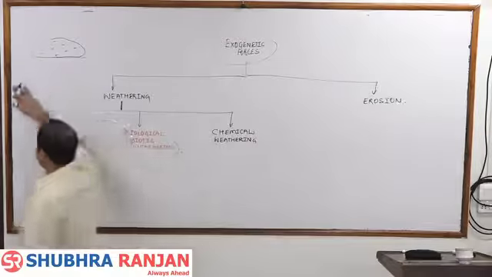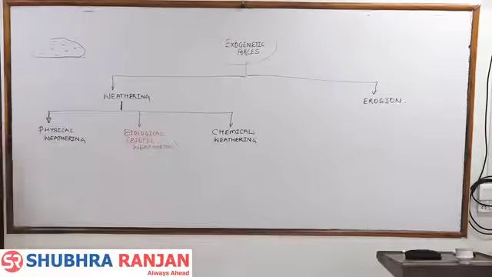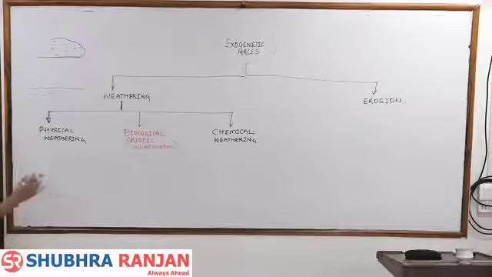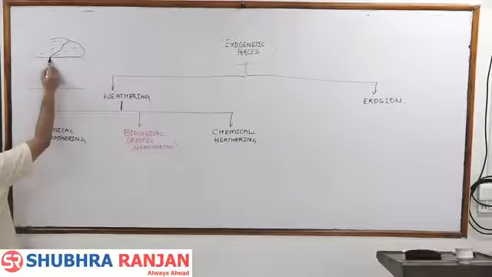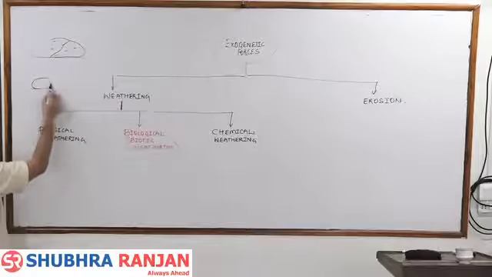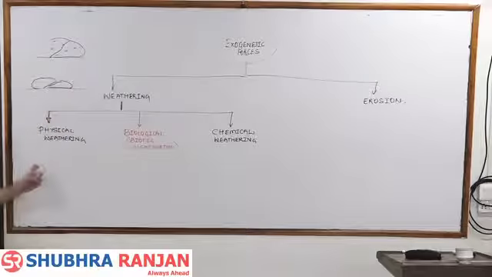Now suppose this rock was heated, and because of heating it was in an expanded state, and suddenly due to yesterday's rainfall the rock contracted. When there is a sudden contraction, cracks will develop in the rock. Maybe this is how the crack will develop, and this is how the rock may be cracked in two parts. Which weathering is this? Physical weathering.